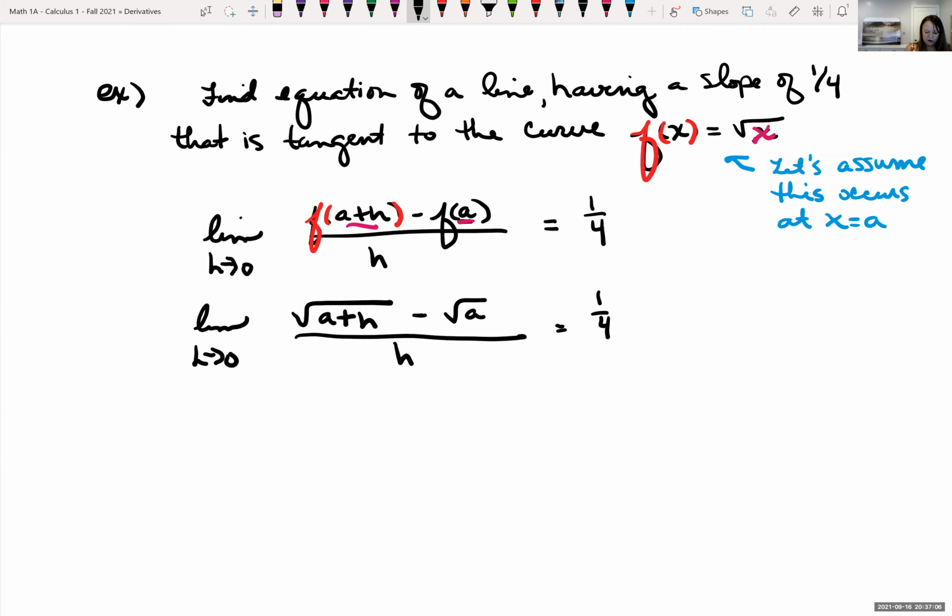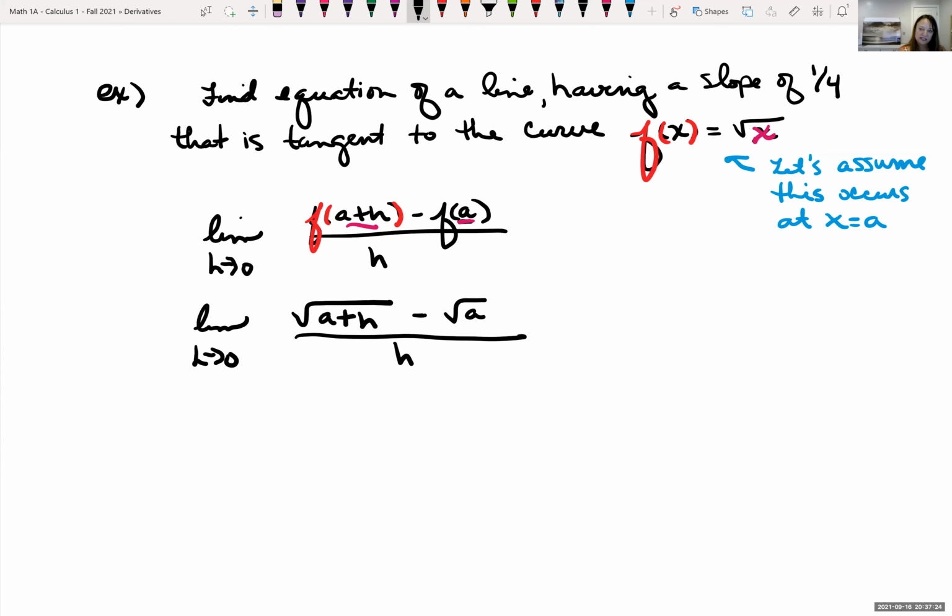Let's ignore the quarter for a minute because I need to do some manipulation on this. And so that's just going to get in the way for a second. If we plug in 0 for h, we get 0 over 0. So we have to do our manipulation.